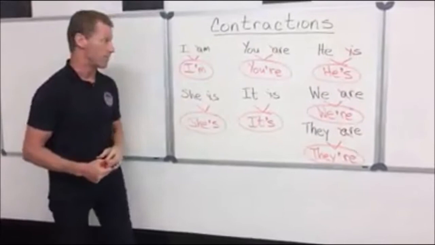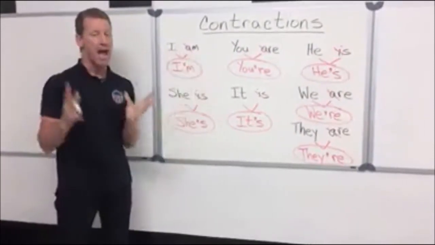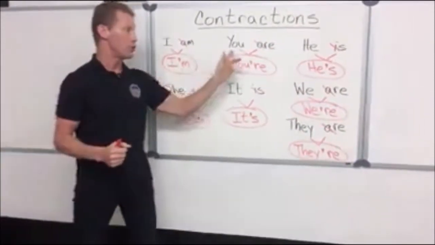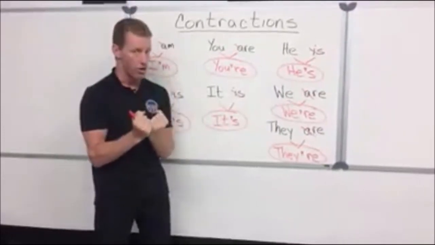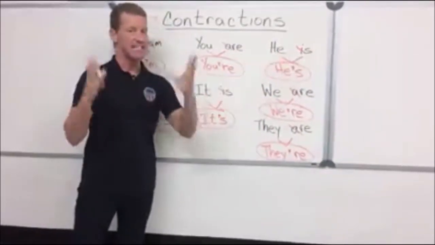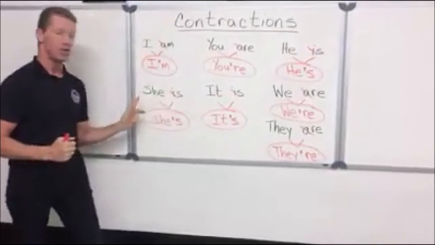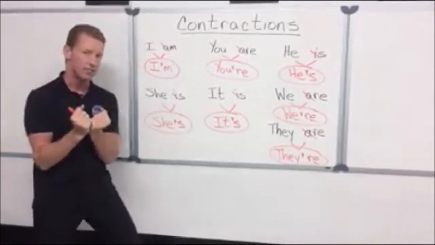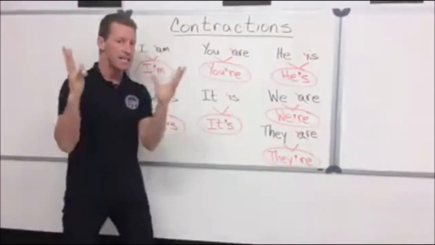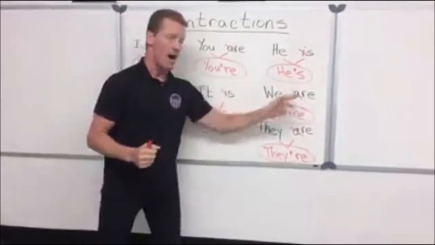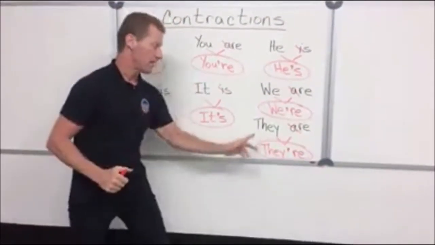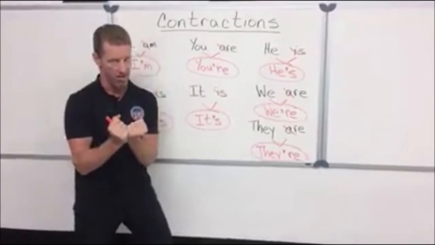Contractions with to-be verbs. I am, I'm. You are, you're. He is, he's. She is, she's. It is, it's. We are, we're. They are, they're.